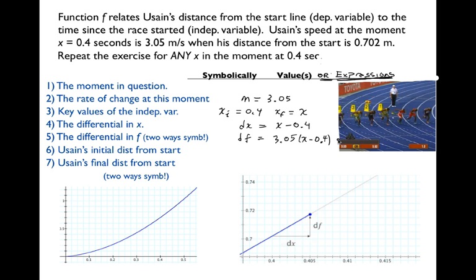How many got that much before I started writing anything? Not enough. This is the same thing we've been doing, guys. If x is any x value, then it's like the x final, but it's allowed to vary, just like it's varying in the animation. So our dx is x final minus x initial. We have constant rate of change, so changes in f are that constant rate times the change in x, 3.05 times x minus 0.4. His initial distance from start is still f of 0.4, which is 0.702. That doesn't change. So here's the key step then.